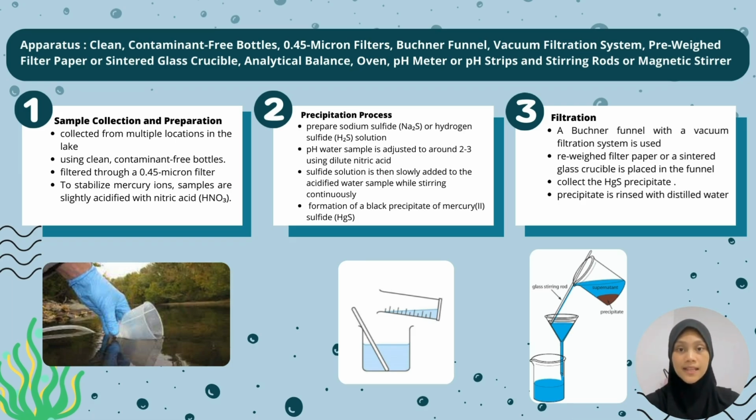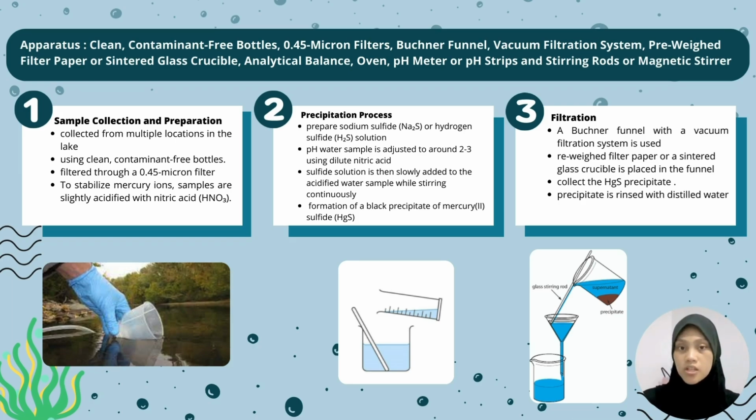The first step is sample collection and preparation. To ensure a representative analysis, water samples are collected from multiple locations in the lake using clean contaminant-free bottles. The collected samples are then filtered through a 0.45 micron filter to remove suspended solids that could interfere with the analysis. To stabilize mercury ions and prevent them from adhering to container walls, the samples are slightly acidified with nitric acid.